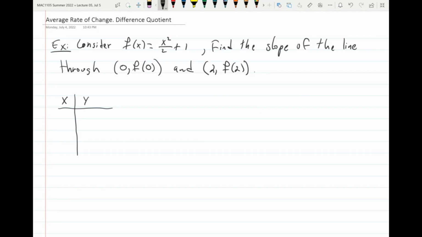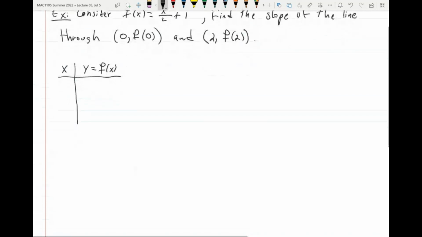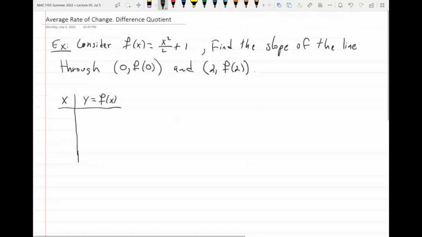Okay, anyways, so I'm going to sketch a picture. So I'm going to do a table of x and y. So here we're going to choose an input, and then the y value is going to be given by our function. So our y here is just f of x, okay? All right, so something else also is that you are the one responsible for picking the points, okay?